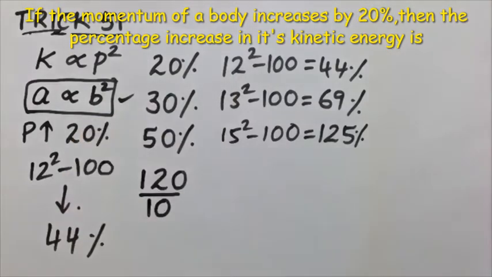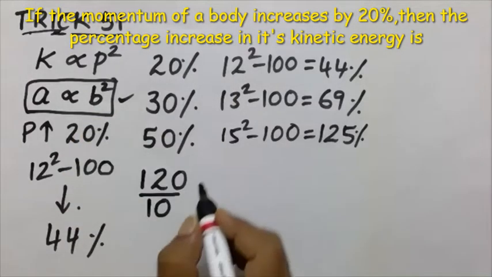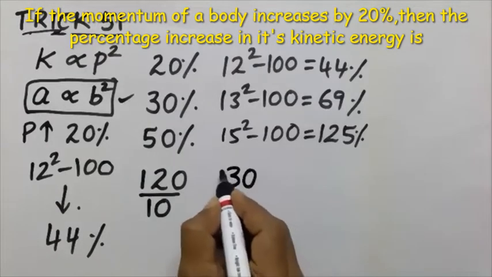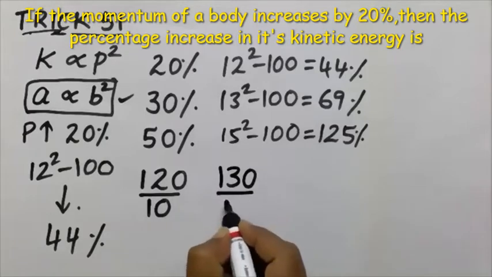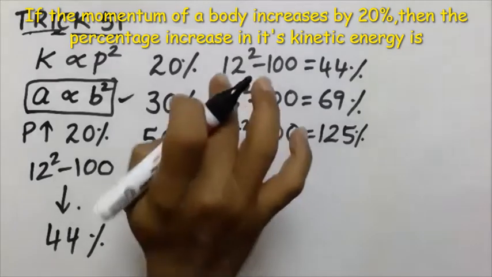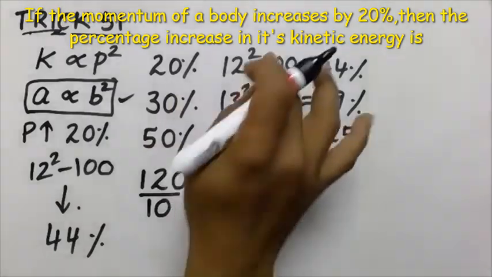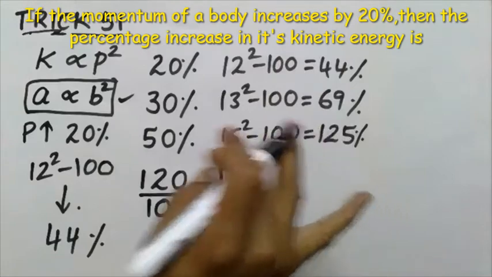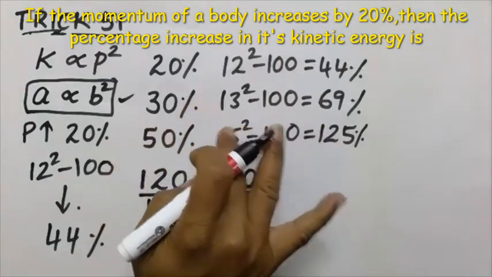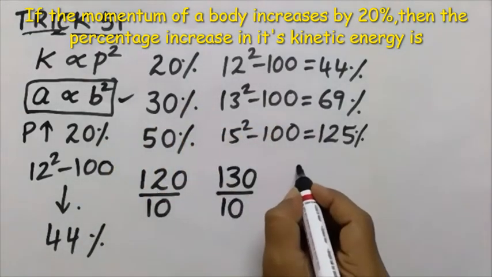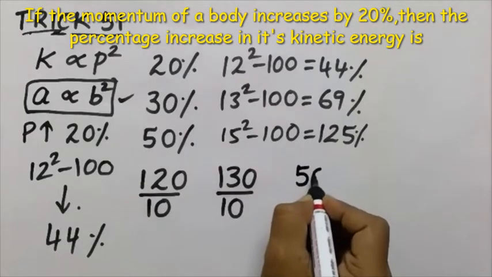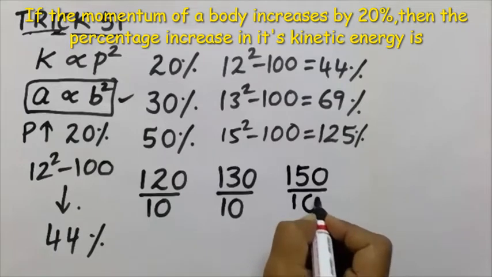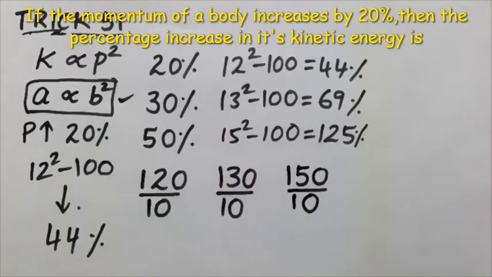If it is 30%, add 100 to this. So it will be 130. Divide by 10. What will you get? 13. This 100 is common everywhere. So based on this, for 50%, how? Again, we add 100 to this, it will be 150, divided by 10. Then you will get 15.